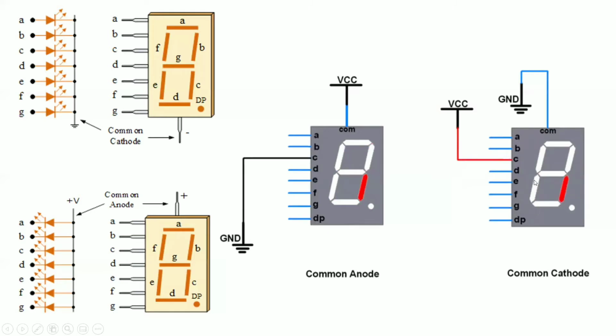So common anode and common cathode, it is up to you. There are 7-segment displays in the market with both configurations, common anode or common cathode. We can use either configuration; it depends upon your usage and requirement. Most people, the majority, follow the common cathode configuration. In this video also, we are following the same common cathode configuration, right?